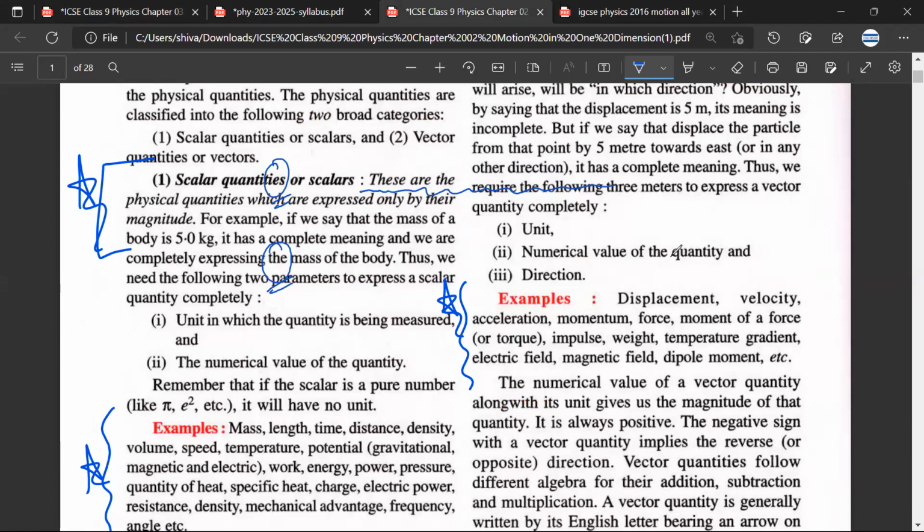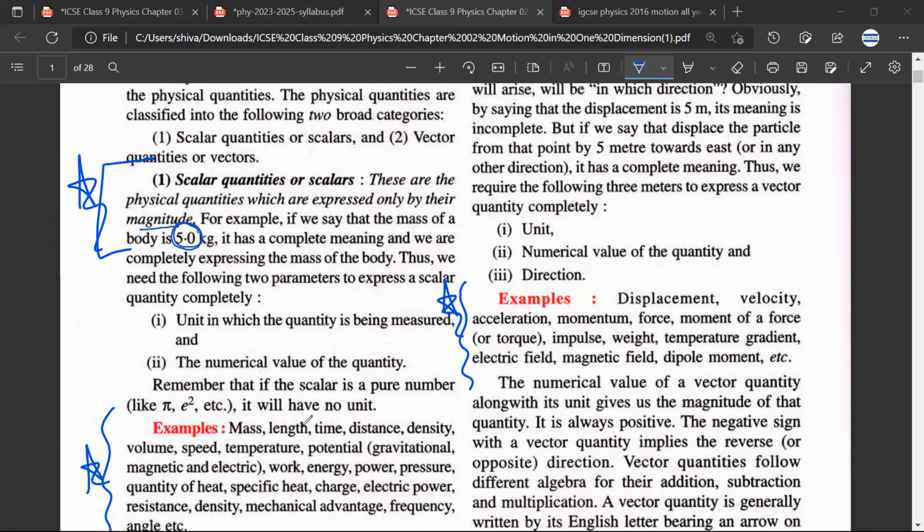Scalars are quantities which require only magnitude. So what do we mean by magnitude? One of the very common examples of a scalar is mass. To define mass, we just require the magnitude, that is, how much quantity is there. Have you understood, Chris? Yes.